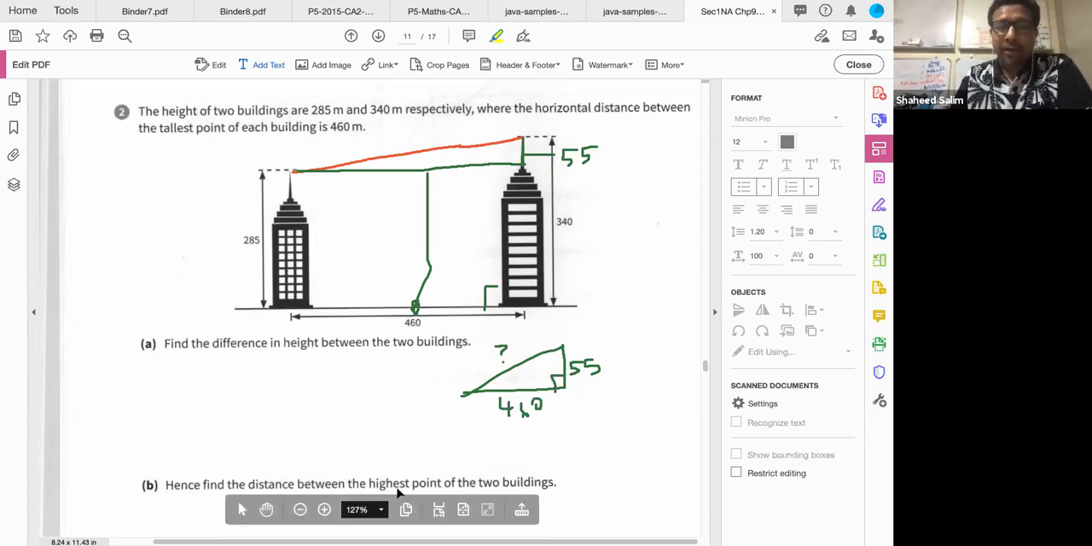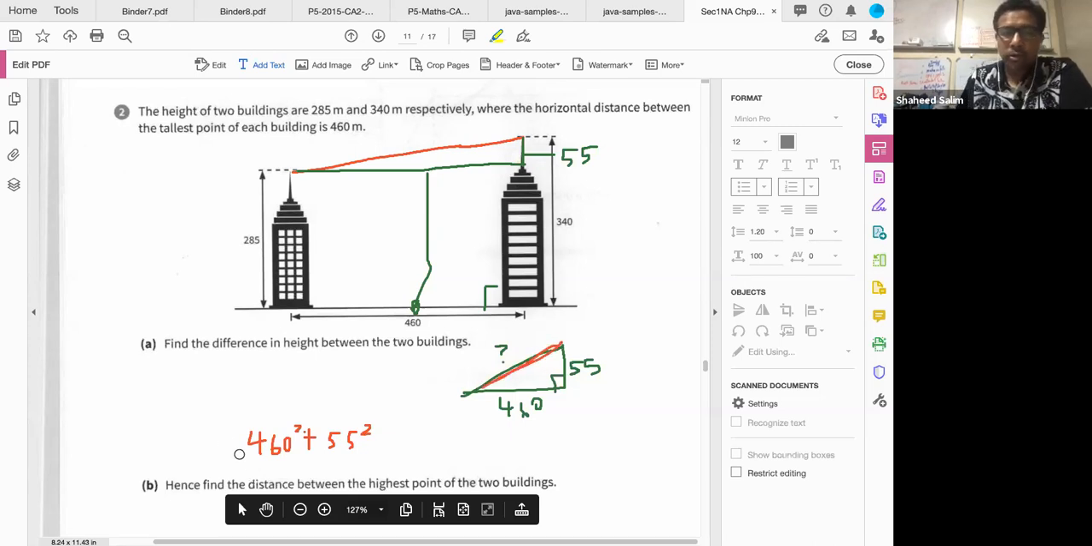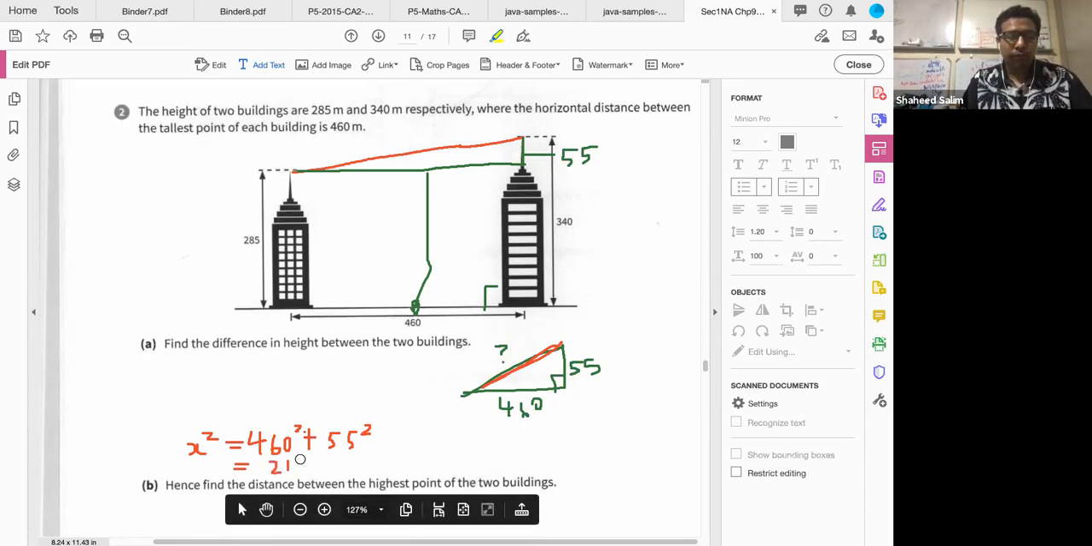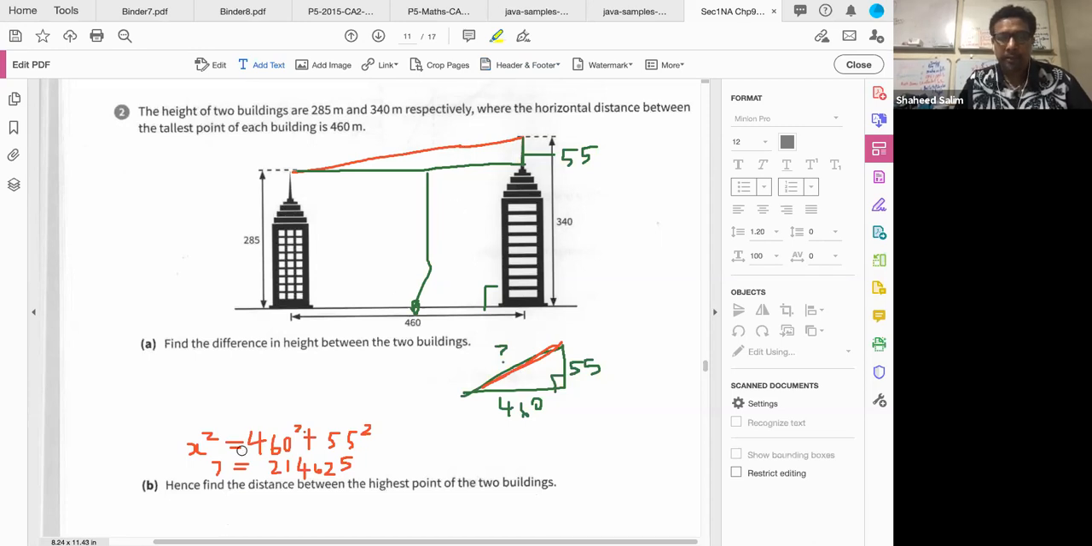Okay. So now the final thing, the distance down here, 460 squared plus 55 squared. Why? Because this is the hypotenuse, right? So now you will get what we call x squared. When you add 460 squared plus 55 squared, you get a very big number, 214625. But this is squared. Again, I repeat that this is squared.